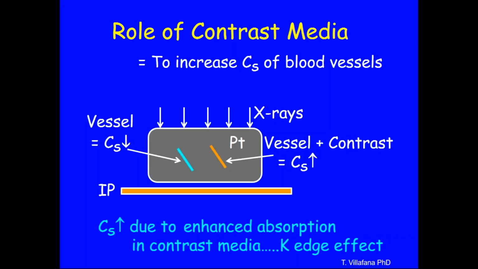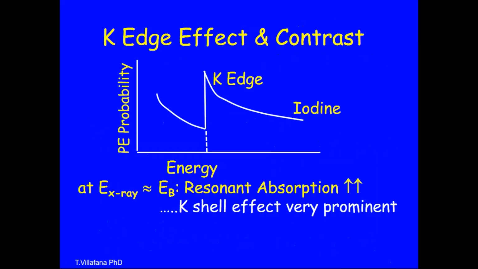But it's even more than just the atomic number differences. Iodine has a higher atomic number? Yeah. Has a greater attenuation? Yeah. Will give you more contrast? Yeah. But there's another effect that produces an extraordinary difference between that blood vessel and the surrounding tissues. It's called the K-edge effect. Let's talk about K-edges.